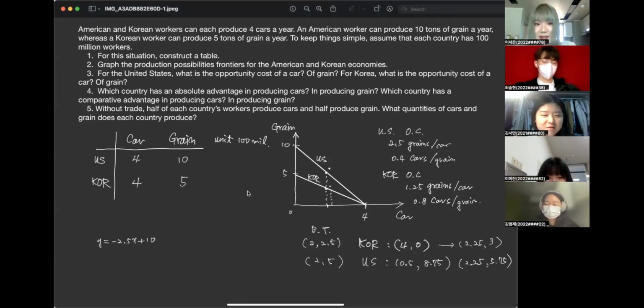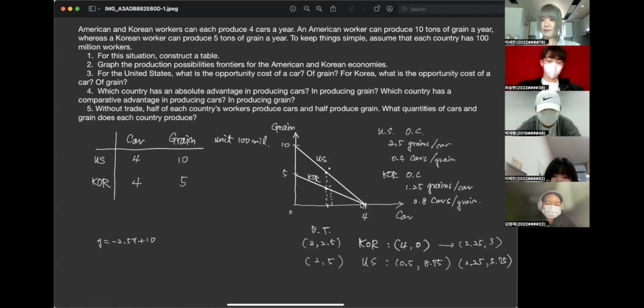Just make sure, this is easy so far, right? Everybody, I think, yeah, this is easy enough. So drawing a PPF is good for the America and Korea economy. I can draw each one of the spaces for car and grains separately, but I merge them together, right? And sometimes we draw this with the same kind of space, like can you imagine the total production of grains possible worldwide. A worldwide PPF can be drawn mixed with these 2 lines.